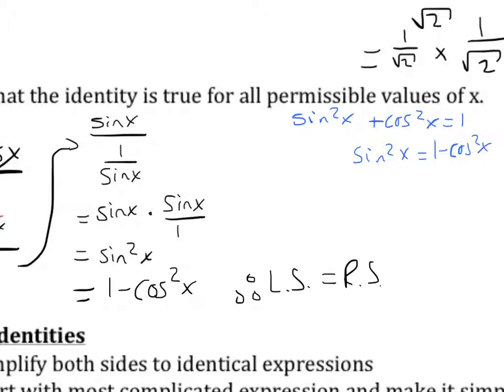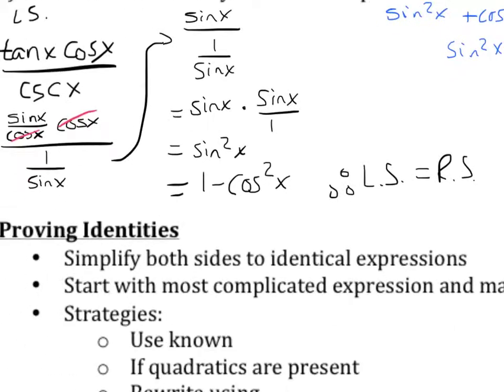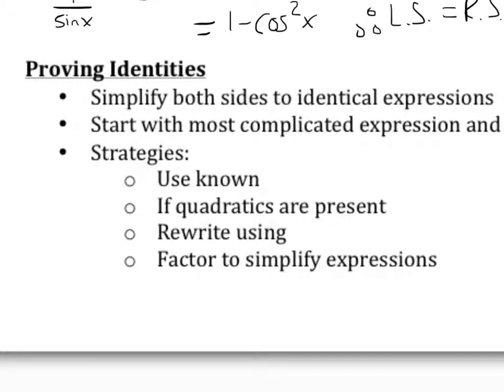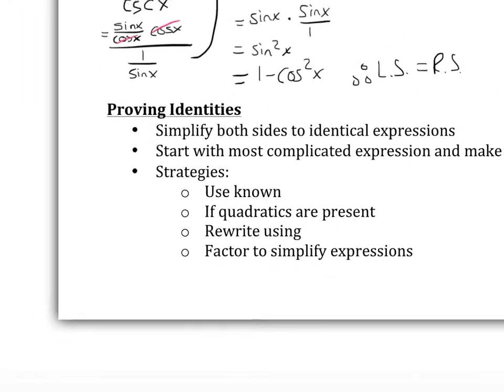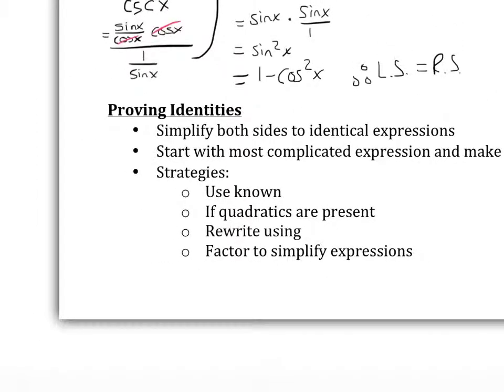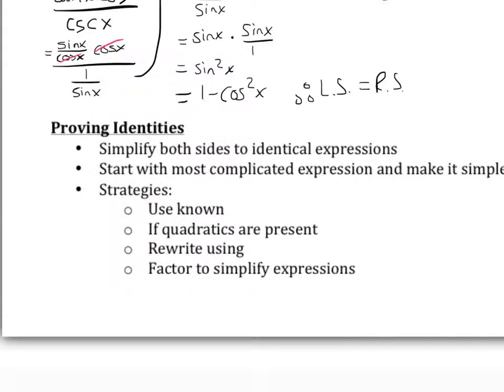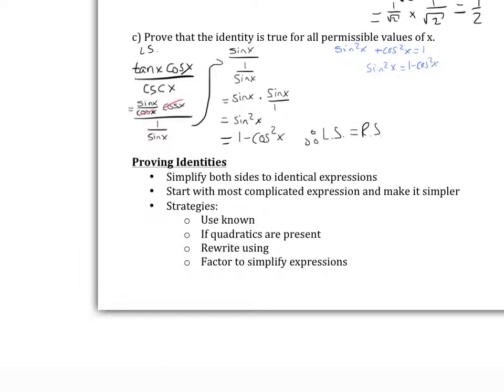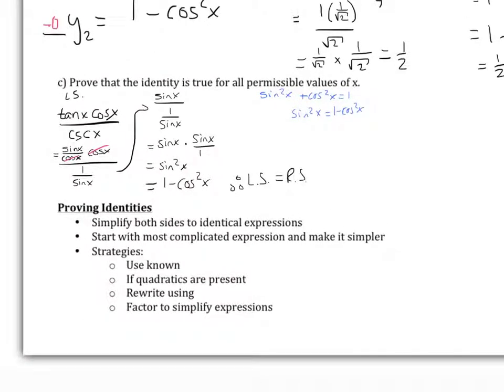Excellent. Right. Well, that was just the beginning here. And to take a look at some of the other proofs we're going to look at, I just wanted to give you a summary of some helpful ideas here. So first of all, simplify both sides to identical expressions. Sometimes you're going to see that both sides are pretty complicated, and you might have to manipulate both sides to get them to look the same.